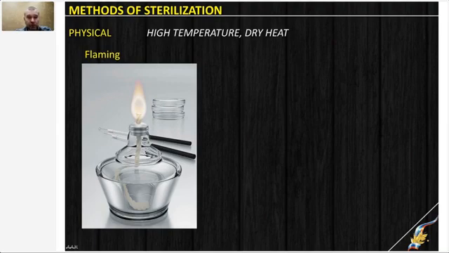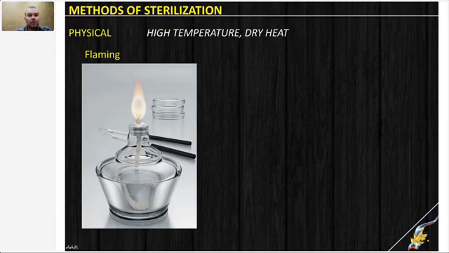It is a group of physical methods with the use of high temperature, and that method uses dry heat. It is flaming. Flaming is a procedure when you put something into the flame. Usually we will use metal instruments, until that instrument becomes red hot. So in our classes in the laboratory, we will use a bacteriological loop and forceps, and they can be easily sterilized with the help of flaming.